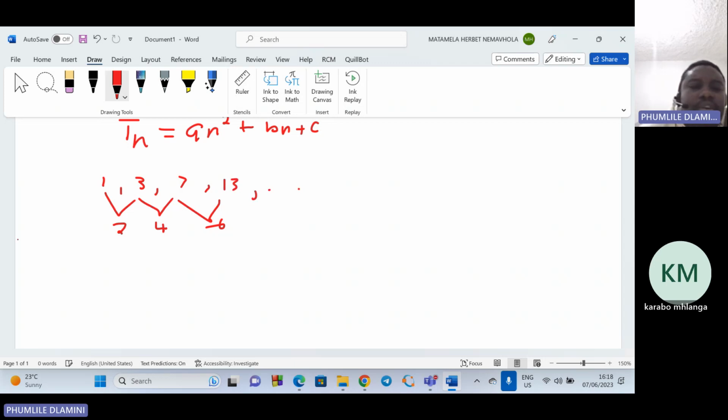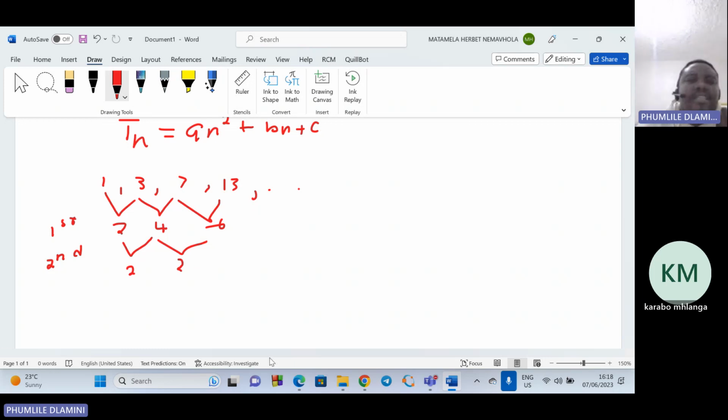So we have a first difference, and the first difference is not the same. When we subtract these terms, 3 minus 1 we get 2, 7 minus 3 we get 4, and 13 minus 7 we get 6. But when we go again, we have a second difference. The second difference is the same. If you say 4 minus 2, you get 2, and 6 minus 4, you still get 2. So the second difference is the same.